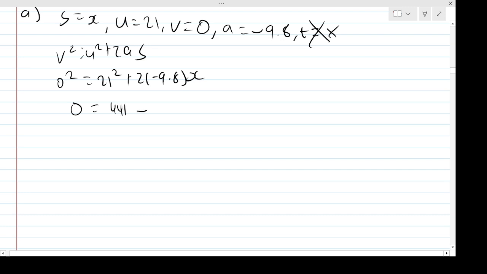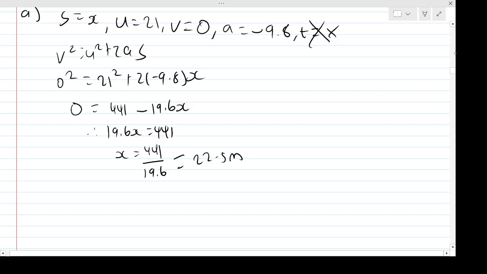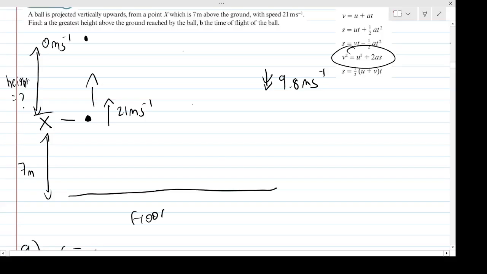Minus, well, 2 times minus 9.8 is minus 19.6. So if I add 19.6x, I get 19.6x equal to 441. So x is 441 divided by 19.6, and that would be 22.5 meters. Okay, so that's saying the distance from the point X to the greatest height it reaches is 22.5.